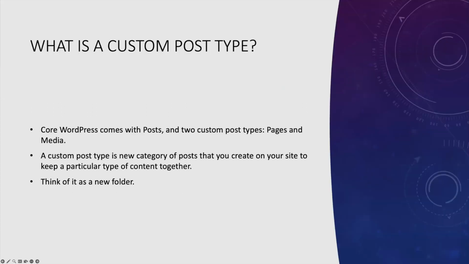So we can create custom post types. Just like pages and media, we might have content that we need to keep separate for some reason. It's a new category of posts, and you can think of it sort of as a new folder. It's a new set of posts on a table somewhere.